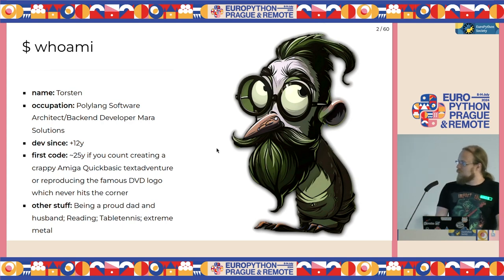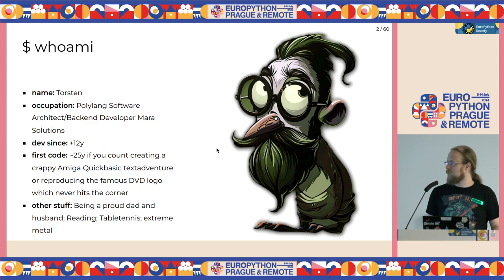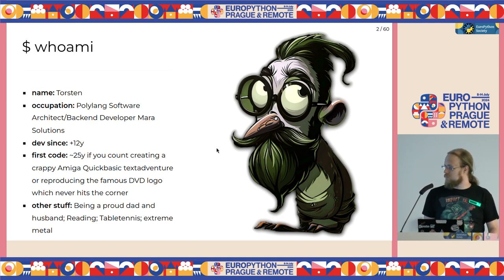Okay, who am I? I'm Torsten. I'm a polyglot software developer, architect thingy. We can choose our thing ourselves, right? I not only write in Python, but a bunch of other languages. I'm a professional dev, like professional, since about 12 and a half years, I would say.